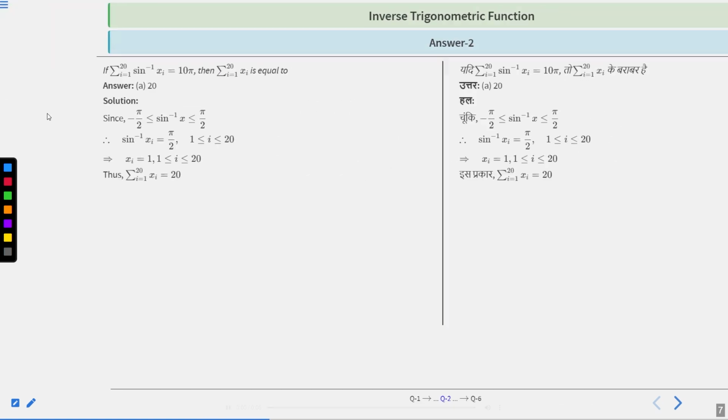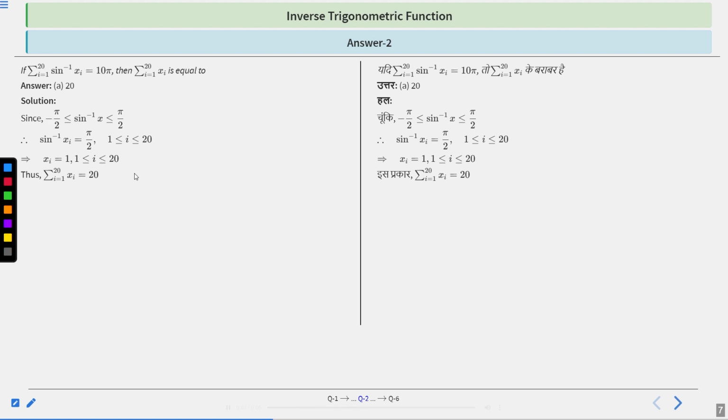Okay, let's move to the solution part. Since we know that sine inverse x is always between minus pi by 2 to pi by 2, therefore sine inverse xi is equal to pi by 2 for i equals 1 to 20, right? Why? Because each term is taking value pi by 2. That's the only way we can get 10 pi. If any value is less than pi by 2, then the summation cannot reach 10 pi. Therefore, each value of sine inverse x should be equal to pi by 2.